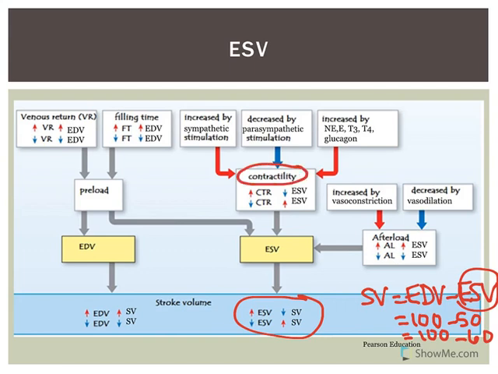Obviously, contractility. We previously discussed contractility using the Frank-Starling law as an example. But if we have an increased contractility, you're going to leave less blood behind. That would decrease your end systolic volume. If you decrease cardiac contractility, that would increase end systolic volume. Now, what factors can affect contractility? So you see all these things up here.